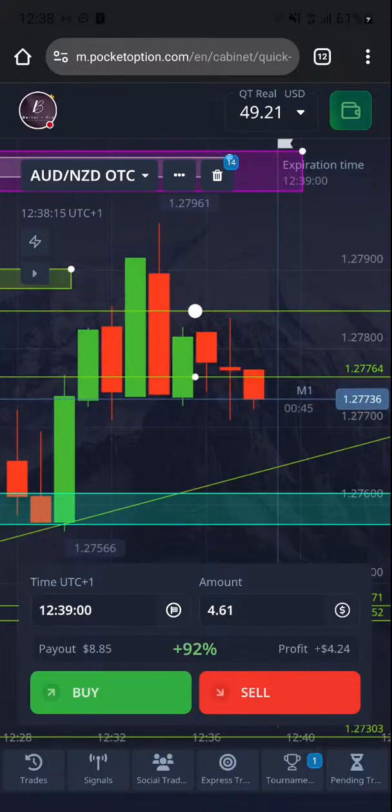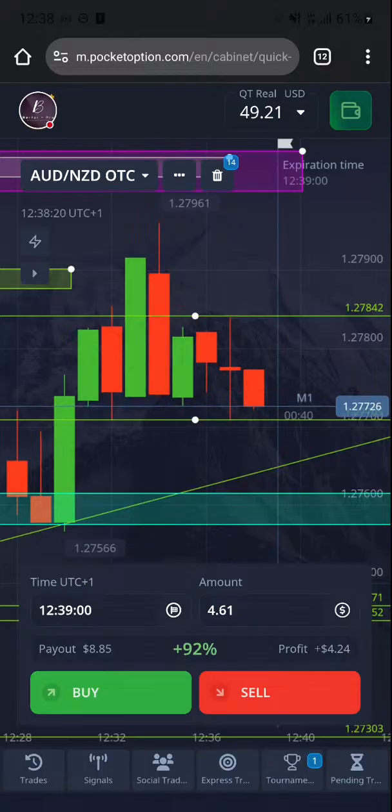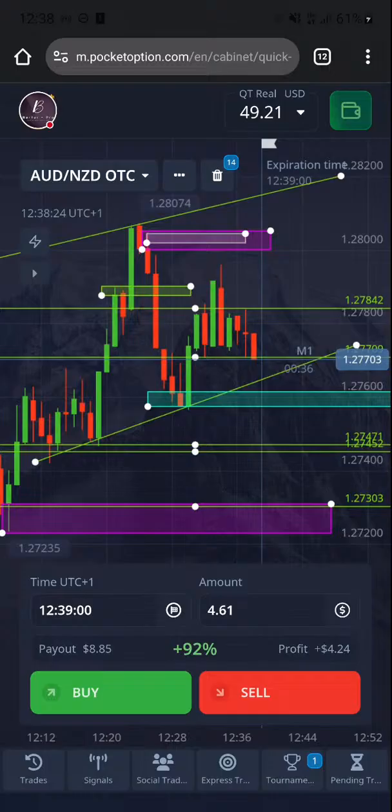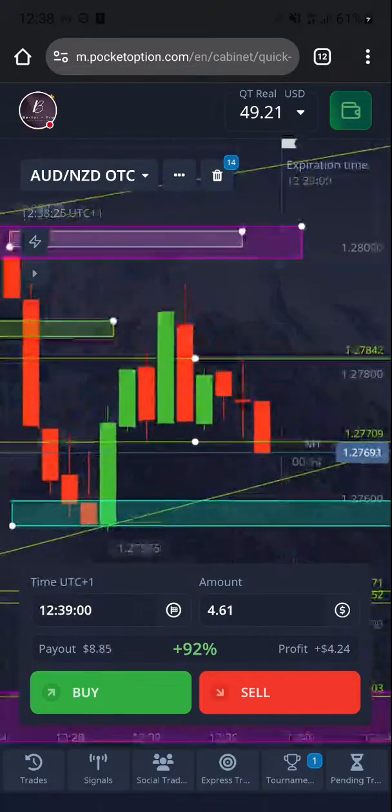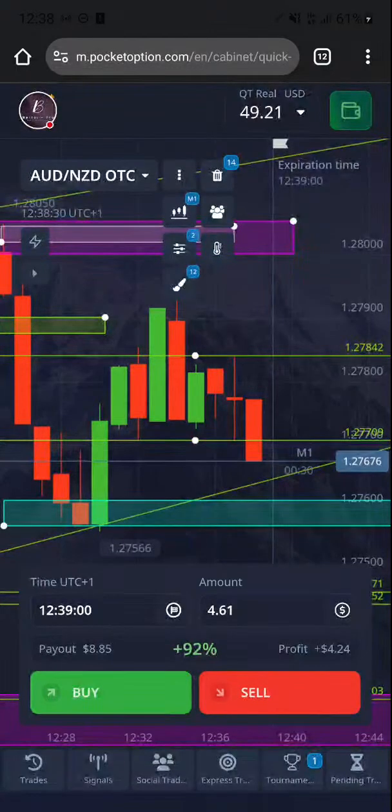Let's mark the doji range. We have a doji here. We have another doji here. If price breaks this doji to the downside, we can go with the buyers. Why? Because we have the buyers entry down here. You can see. So if we have this doji break now, we can go with the buyers.